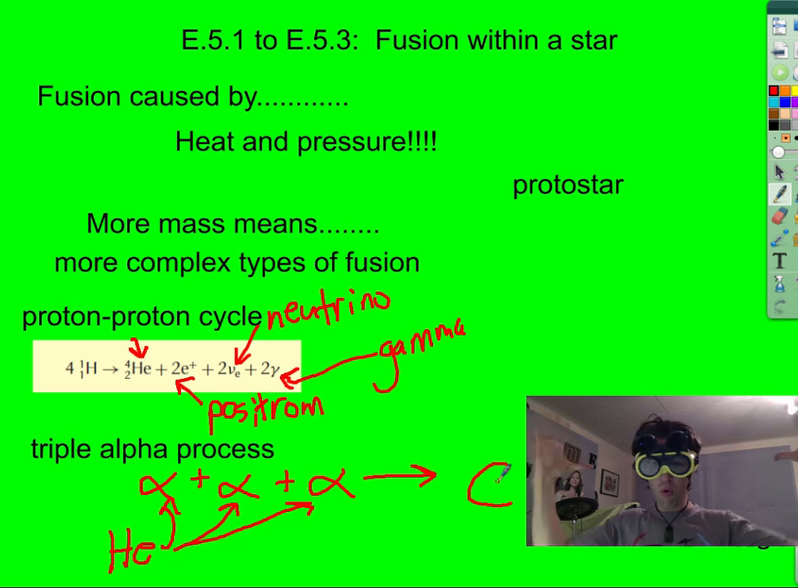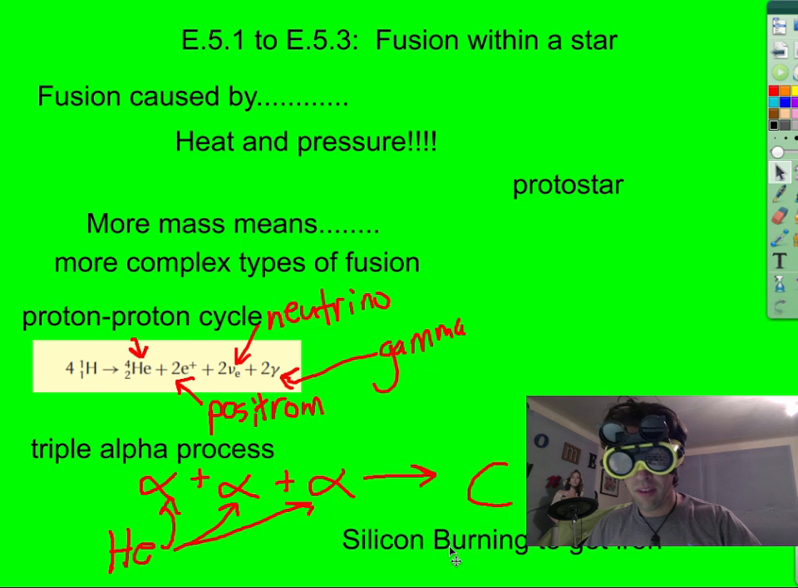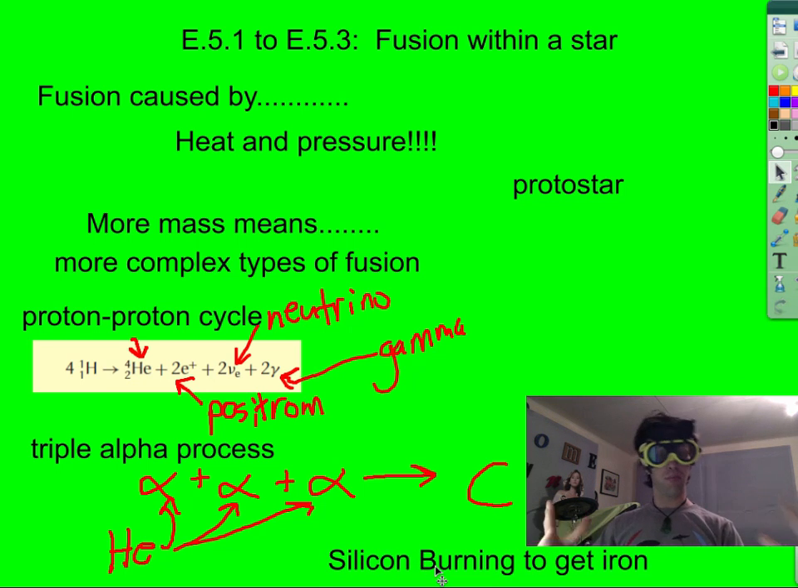Now, as you get even more massive stars, bigger than our sun, they can start fusing things together and start doing silicon burning. And that's basically where you start taking elements such as carbon and you slam an alpha particle into it. And you make a bigger atom, like, I don't know, maybe nitrogen. Then you slam another alpha particle on it, and you get a bigger element. Then another alpha particle and a bigger element. And eventually, you can get up to the big things like iron and nickel, etc. After iron, it becomes energetically unfeasible to do that anymore.